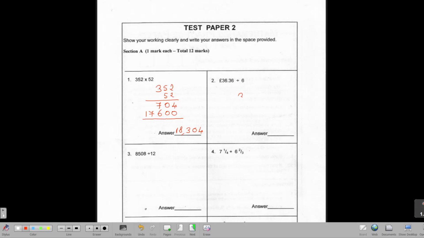Next one, 36.36 divided by 6. 6 will go in here 6 times. Bring the 0 down, decimal. 6 won't go into 3, so put a 0. 6 will go into 36 6 times. 6.06.